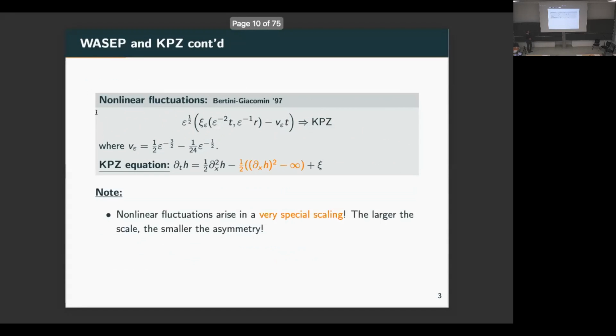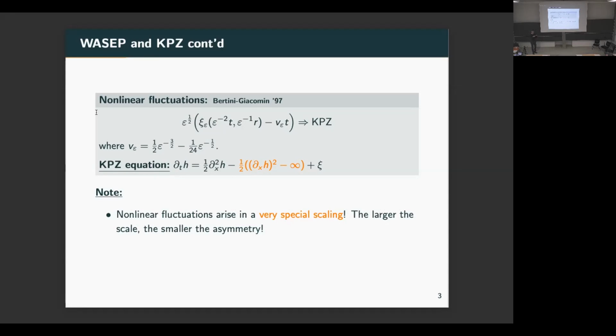One thing to be noted, which will come back later, is that we have to make quite an effort to see this nonlinear term here. We really have to look at a very special scaling. And the one thing I want to stress from the beginning is that we had this parameter epsilon, which we used to parameterize the time-space scale at which we look. But this was the same epsilon that also used to scale the asymmetry.